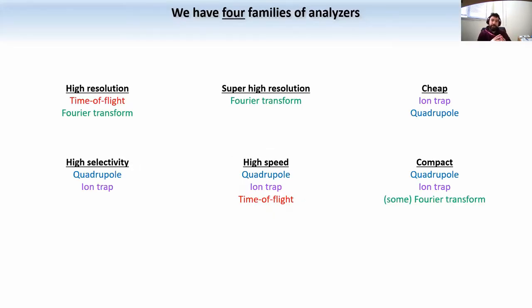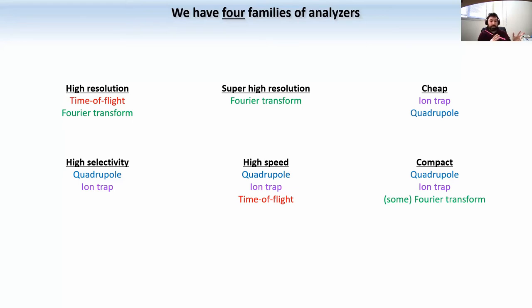So what types are there? There are essentially four families of mass analyzers. Some of them provide a very, very high mass accuracy because they have a very high resolution. Some of them are really inexpensive. Some of them are really fast, others are not. And some of them are big devices and others are not, right? So there is not one mass spectrometer that is perfect for all applications.